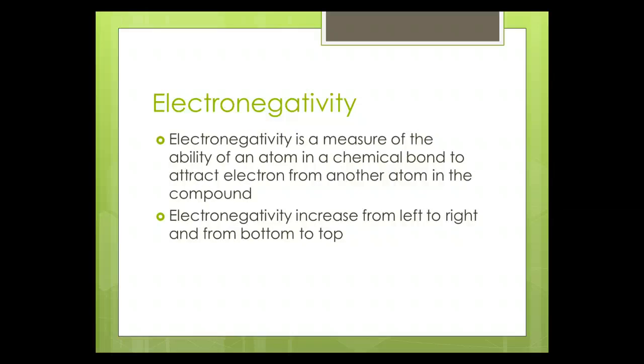Electronegativity. Electronegativity is a measure of the ability of an atom in a chemical bond to attract electrons from another atom in a compound. Electronegativities increase from left to right and from top to bottom. So the most electronegative element would be fluorine.